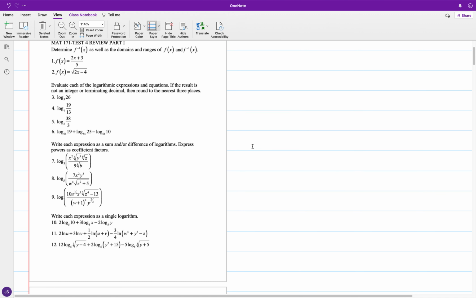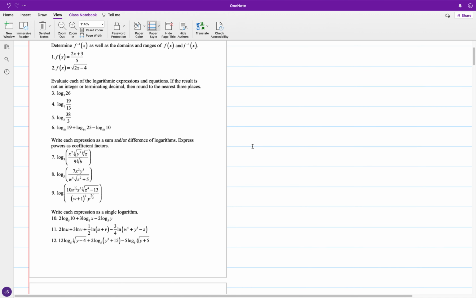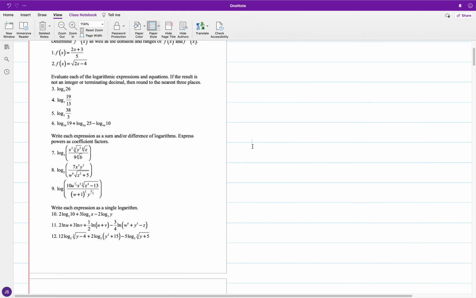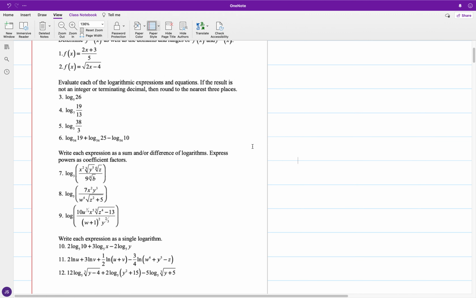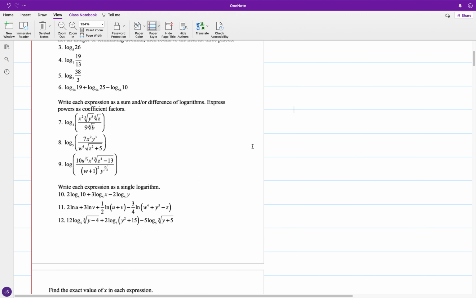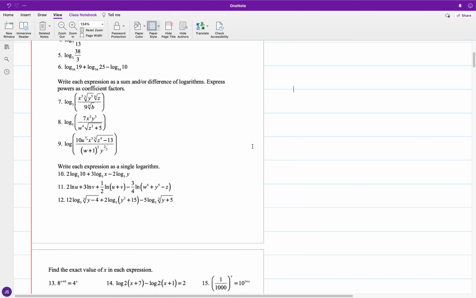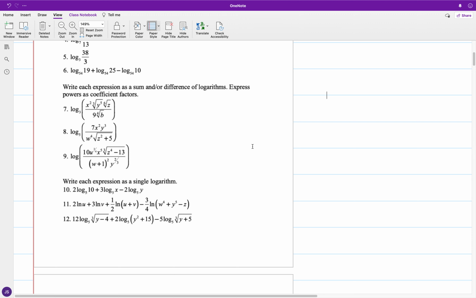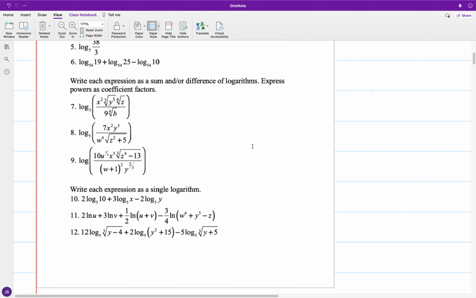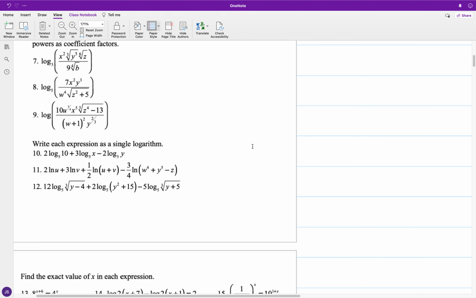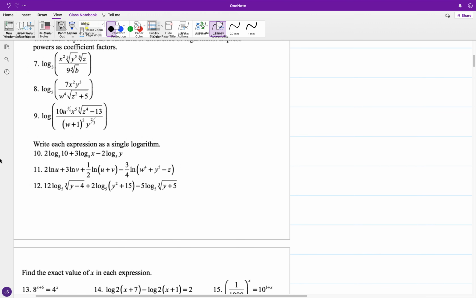All right, good afternoon. Again, just picking up where we have been working with logarithms from the Test 4 Review Part 1. And now we are looking into, once again, working with expanding as well as combining logarithmic terms. And we are going back to number 9, and here we have log.